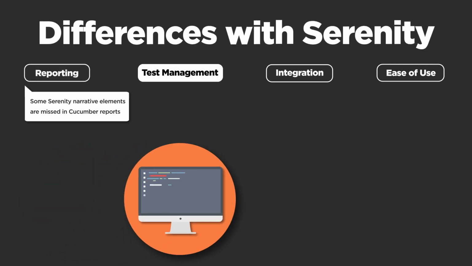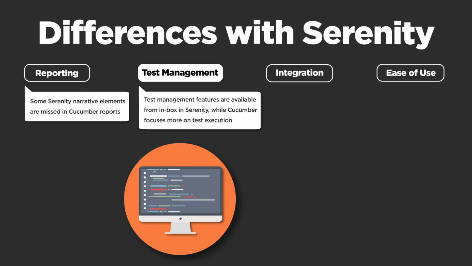Test management is another benefit of Serenity. It offers test management features, allowing you to manage test suites, requirements, and traceability. Cucumber focuses more on test execution and collaboration.